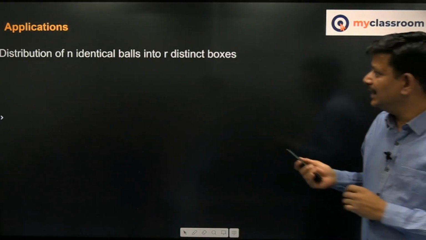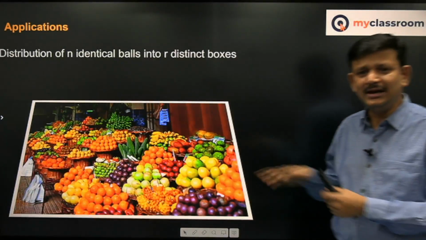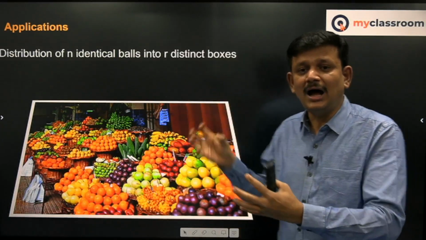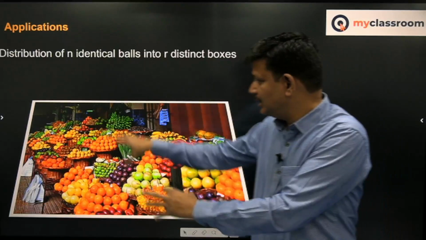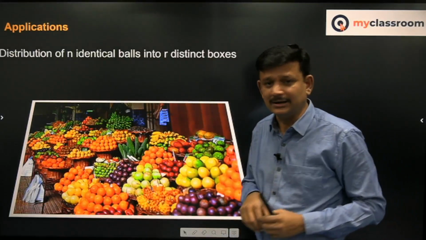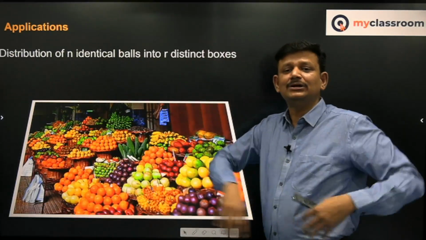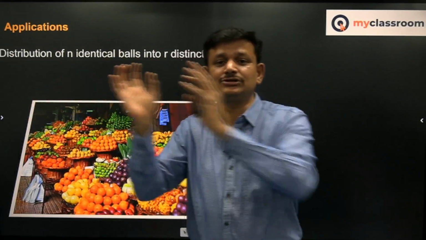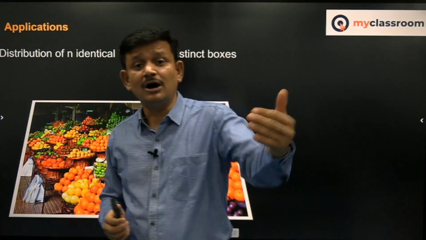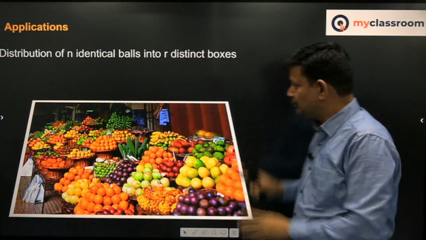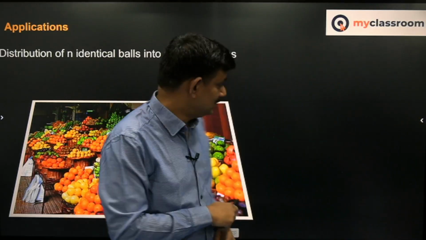And where do you use this, n identical balls into r distinct boxes? Let's say you have r varieties of fruits and you have to collect n fruits out of these r varieties in a supermarket. You can choose any number of oranges, any number of mangoes, any number of bananas, but the total has to be n. For example, your mom asks you to bring 10 fruits from any of the given 5 varieties. Now the choice is with you, how many oranges, how many bananas, how many guava, how many pineapple, how many watermelons you want to choose, but the total has to be 10. So in such a case you will apply the multinomial theorem.